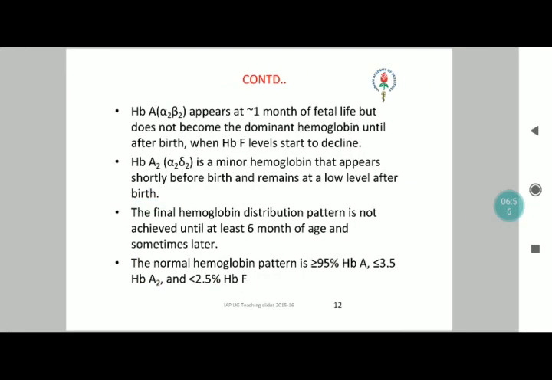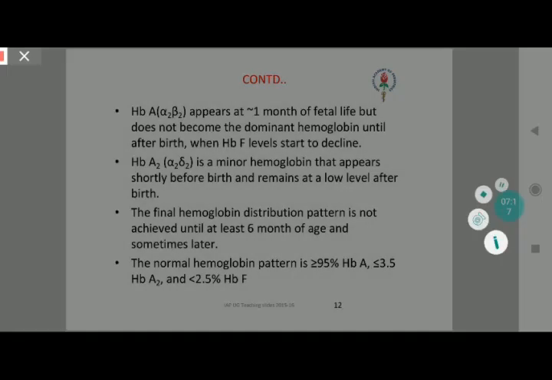Now, hemoglobin A appears at the first month of fetal life but doesn't become dominant because hemoglobin F continues to persist. And hemoglobin A2 is only a minor component that appears shortly before birth and remains at a very low level and of trace levels even after birth as well. The final hemoglobin distribution is achieved only at 6 months of age and may even be later.